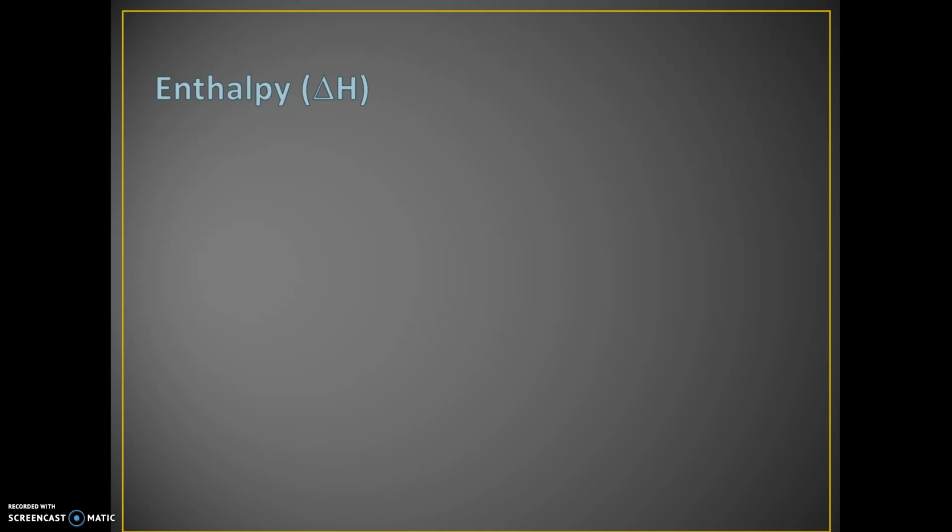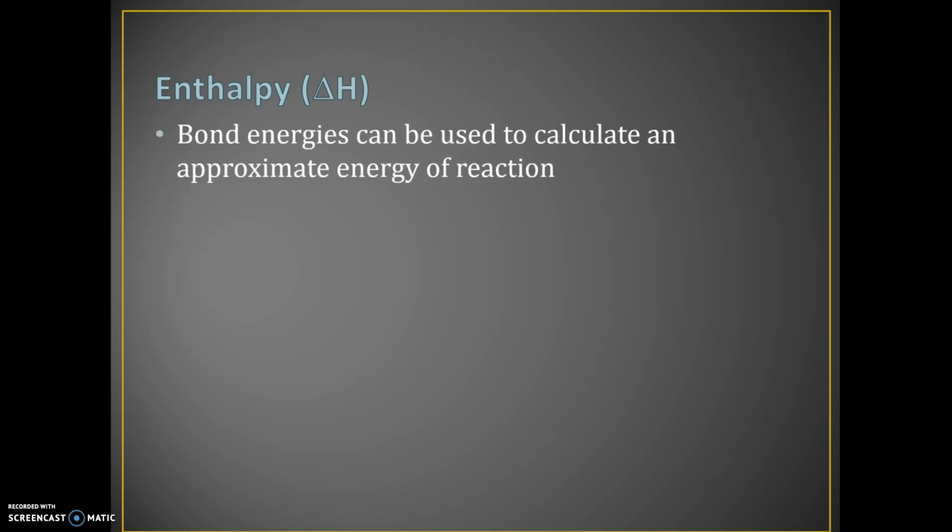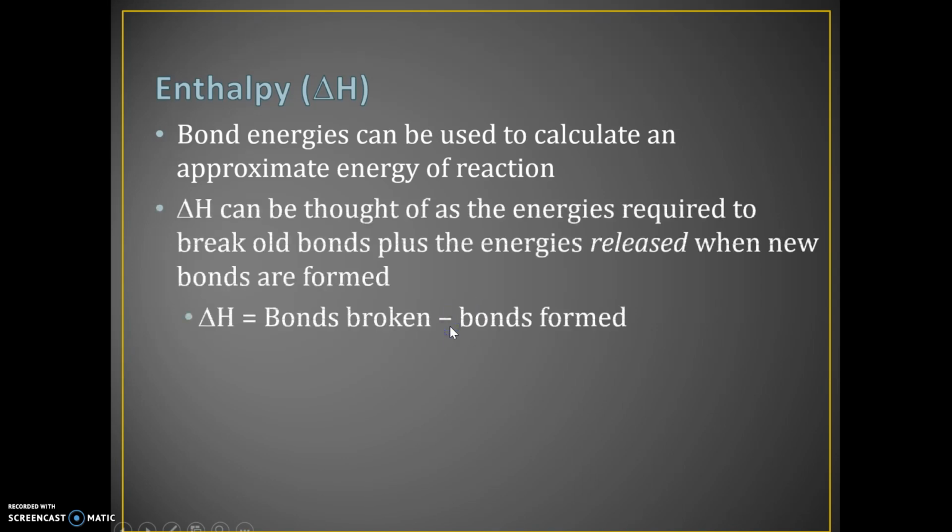Delta H, which is what we call enthalpy, or change in heat. You can use these bond energies to calculate the energy of a reaction. Think of it as bonds broken minus bonds formed. We've done this already. You can also think of it in terms of the energies of the old bonds plus the energies released when your new bonds are being formed. But remember that released means negative. So in general you want to use this equation, bonds broken minus bonds formed.